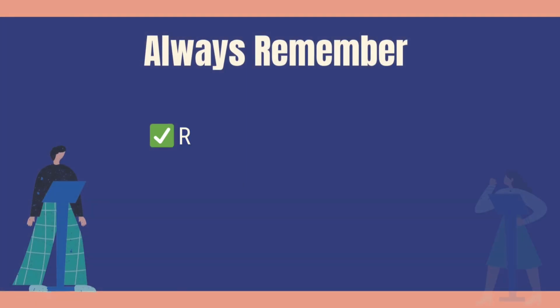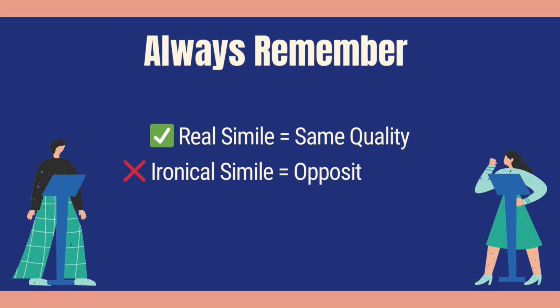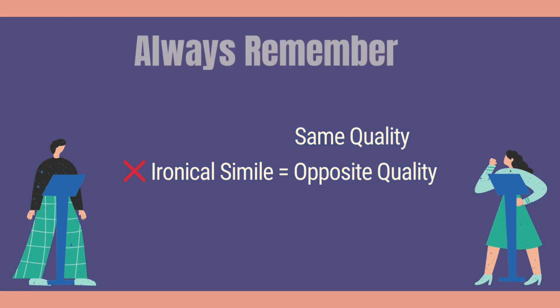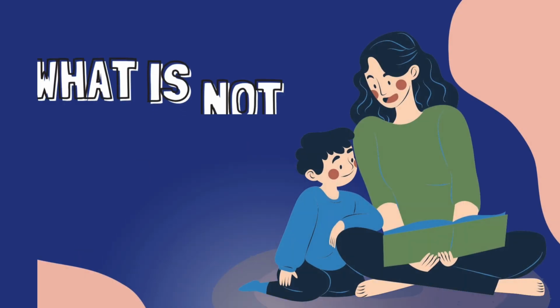So in every example, we compared two different things, found one shared quality and used like or as to show that comparison. So now you understood a real simile always has the same quality, while the ironical simile has the opposite quality, which we'll be learning now. Now, similes make language more imaginative and expressive. Now, let's learn what is not a simile.